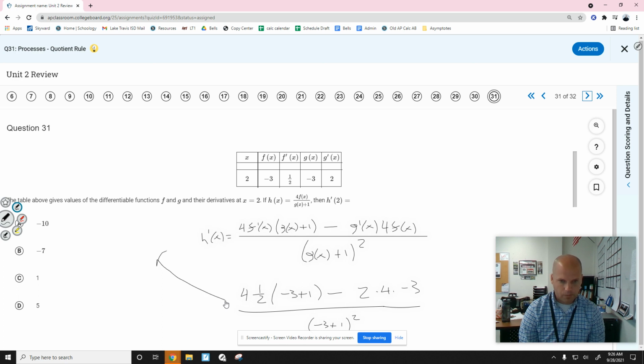Let's finish it up over here. This will be 2 times negative 2 minus 8 times negative 3, which is negative 24. So this will be plus 24 over 4. Negative 4 plus 24 over 4. 20 over 4. 5!